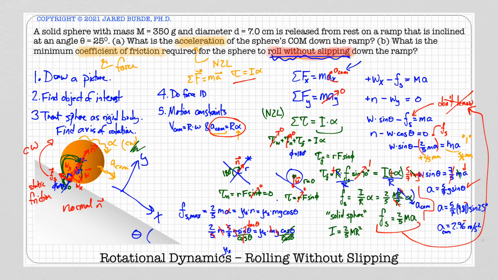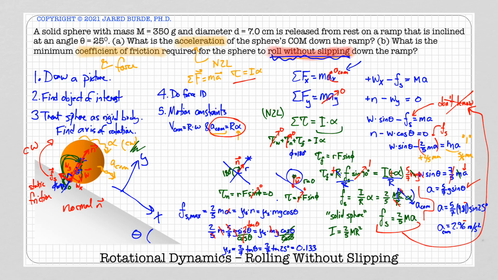And so our minimum coefficient of static friction for this to work would be 2 over 7 tangent of theta, which would be 2 over 7 tangent of 25 degrees, which in this case comes out to be 0.133, which is a pretty small value of the coefficient of friction, so it wouldn't be surprising at all for the actual coefficient of friction to be large enough for this sphere to actually roll down without slipping.